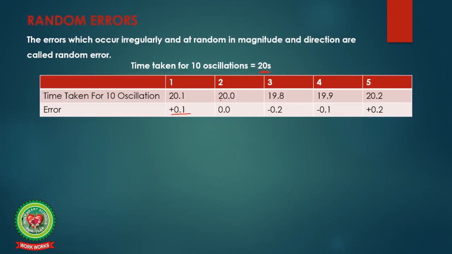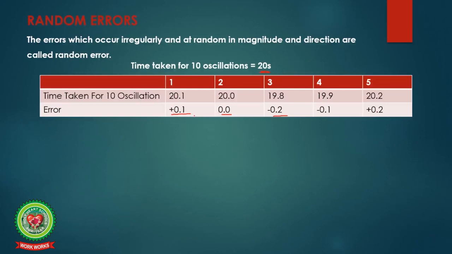The second time I performed the experiment, I got a value of 20.0, so there will be no error. Good. In the third case, I got 19.8 seconds. It means minus 0.2 error. In the fourth one, I got 19.9, minus 0.1 is the error. In the fifth reading, I got 20.2 seconds, again plus 0.2 error.